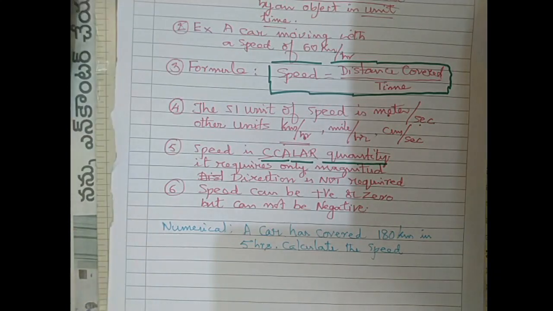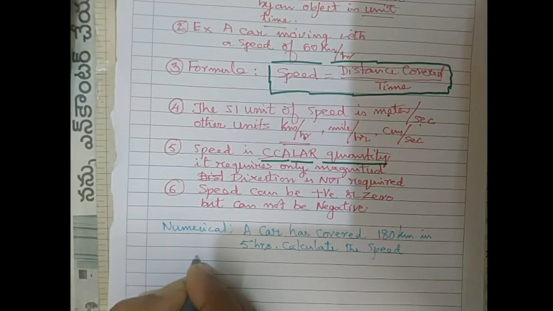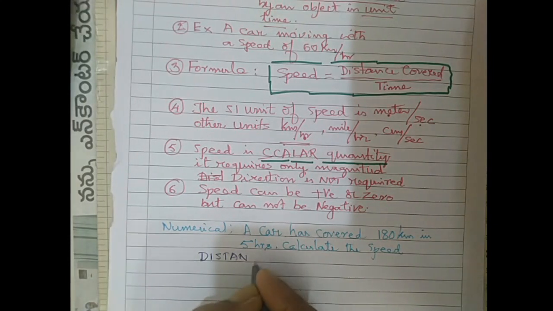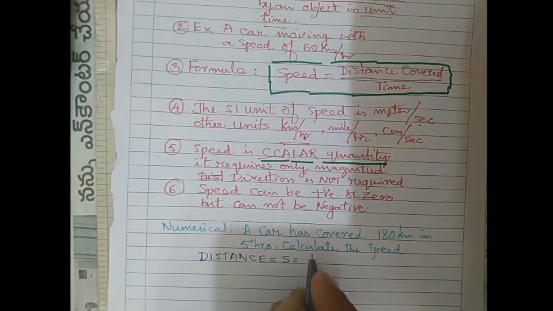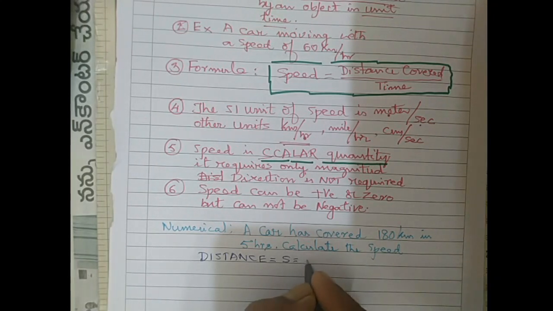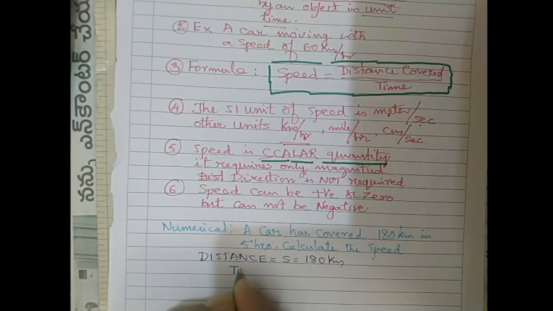Now let us see how to do it. First you have to write the given quantities. Distance I'll call S. Actually I forgot to tell you in the formula also. Distance is indicated by S, that is 180 kilometer. Time is indicated by T, it is 5 hours.